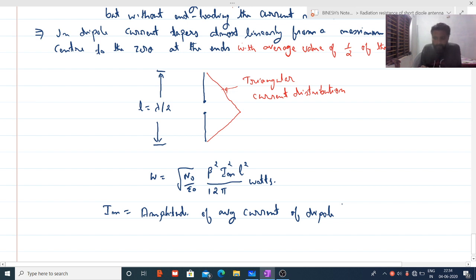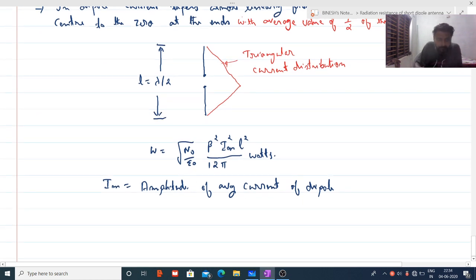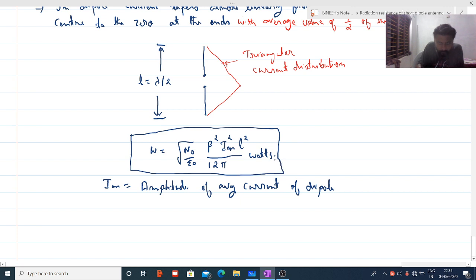Hence the power delivered to the dipole is given by this modified equation, that is, the modified equation we obtained while deriving by including the H-phi components and all those things. By substituting the equations of the H-phi component, we obtain the power radiated by the short dipole antenna. But we have a power that is being delivered to the antenna, that is given by 1 by 2 into Im square RR in watts.